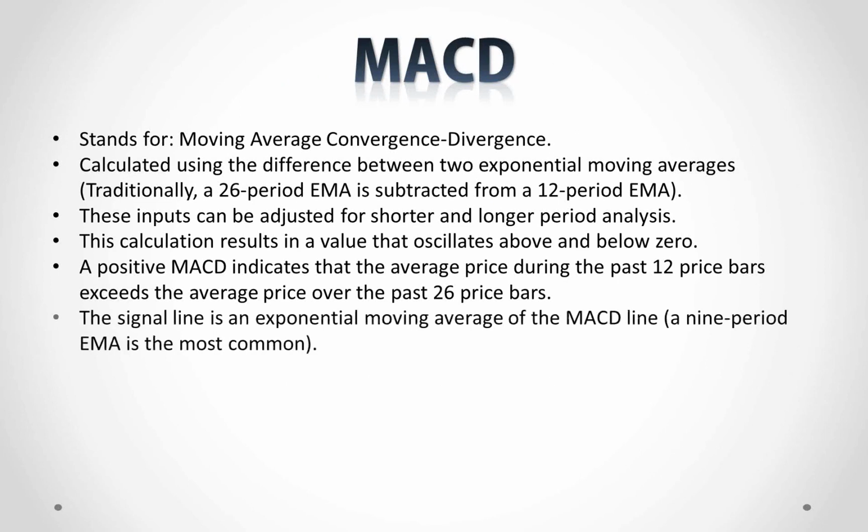The signal line is also going to be plotted, and that's simply an exponential moving average of the MACD line. So it's kind of like smoothing out the MACD line. You can either use it as a crossover, when the signal line crosses over the MACD line, or you can use it just to avoid the rough oscillations up and down that you might see in a MACD, because it provides a smoother line.